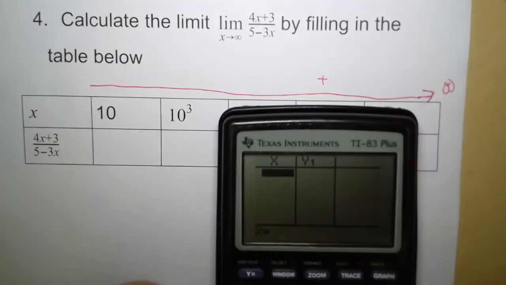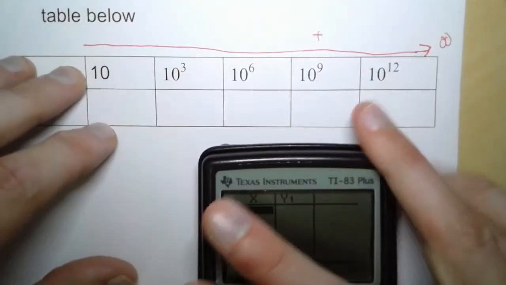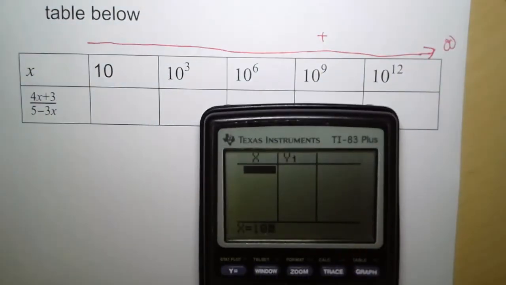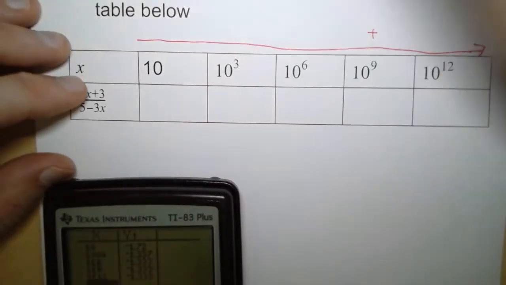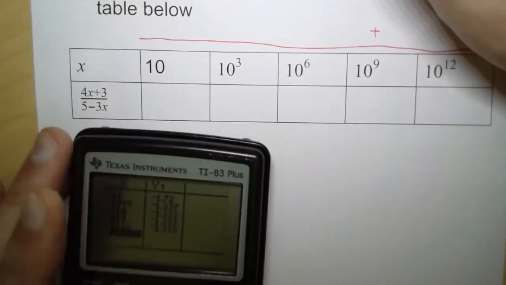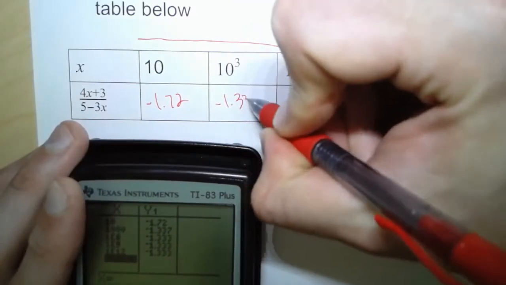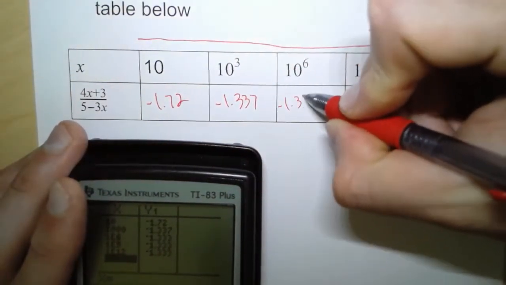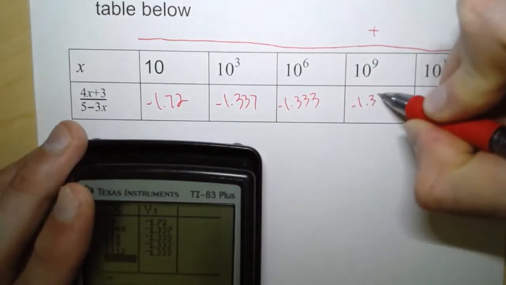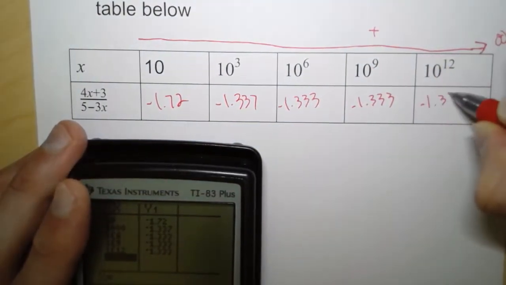So now, on my calculator, we'll type in these numbers. So we have 10, 10 to the 3rd, 10 to the 6th, 10 to the 9th, 10 to the 12th. And so we have negative 1.72, negative 1.337, negative 1.333, negative 1.333, and negative 1.333.